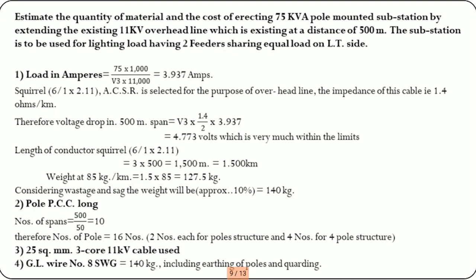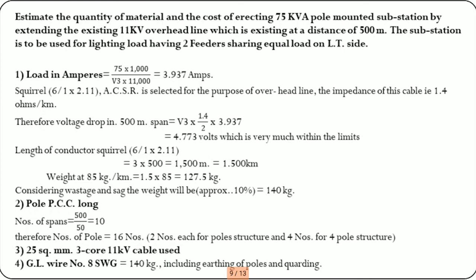Then the PCC poles. The span is 500 divided by 50, so it is 10 meters, the span. So the total number of poles required is 16 numbers: 2 numbers for each pole and 4 numbers for the 4 pole structure.